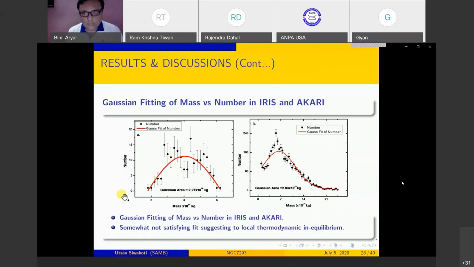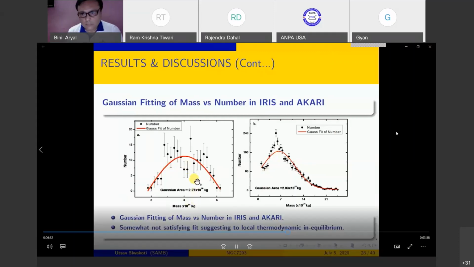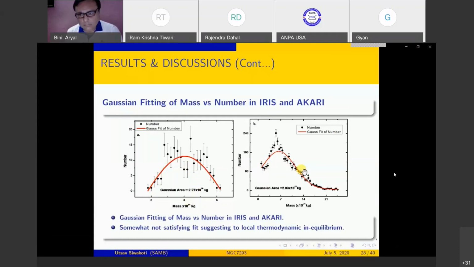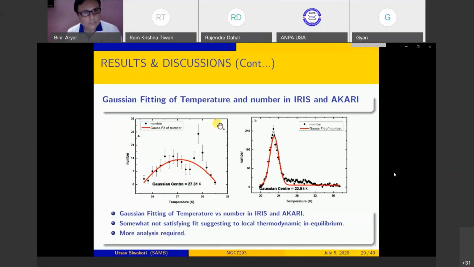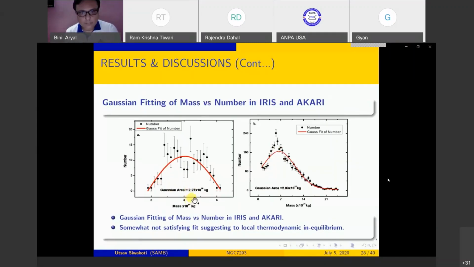So this is the Gaussian fitting of mass versus number in IRIS as well as Akari. Now you can't simply make any assumption, as these graphs are not sufficient for us to make any assumption. Gaussian fitting is not quite seen over here, and over here I would like to say there is Gaussian nature. So this is not satisfying enough for us to say that the region is in thermal equilibrium. So we need more analysis. This is the Gaussian fitting of temperature versus number, and also you can't see any Gaussian nature over here, but this helps us to find a Gaussian temperature in this region, and in case of mass also, Gaussian mass can be obtained from this region.